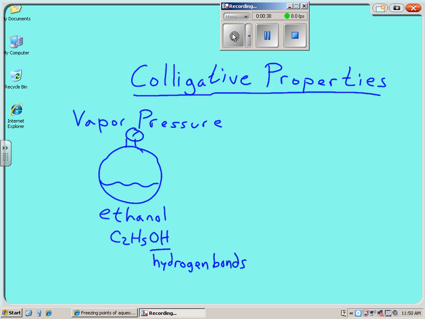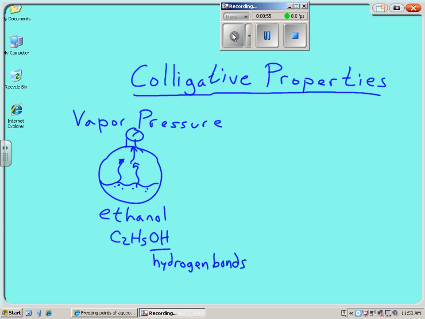Some of this ethanol has more energy than other particles, and so some of these particles are able to escape up into the air. They bounce around and hit the pressure gauge, and they cause the gauge to read a certain amount of pressure, the force per area on that pressure gauge.